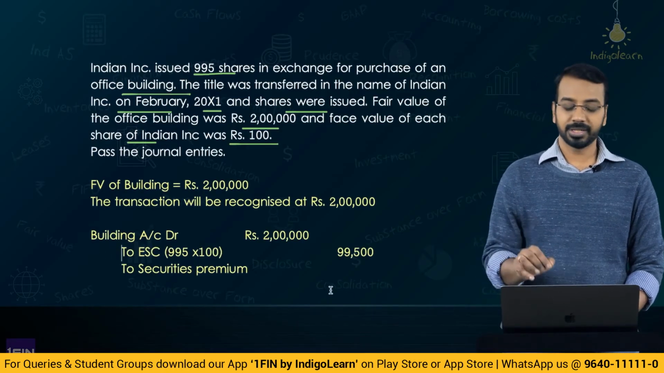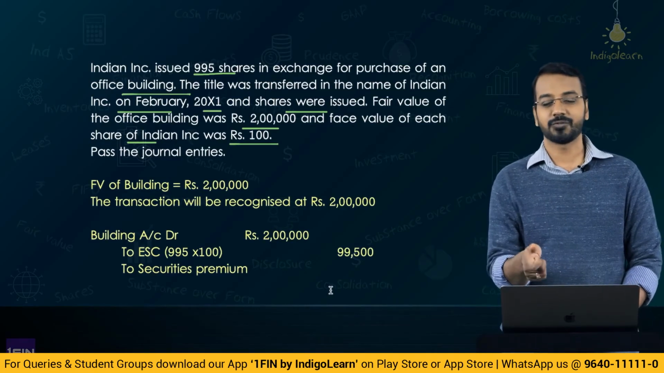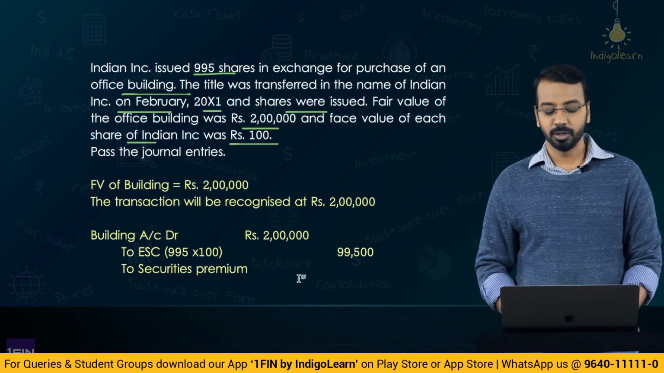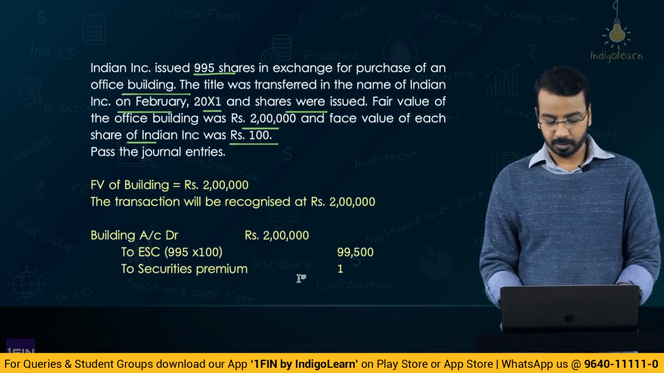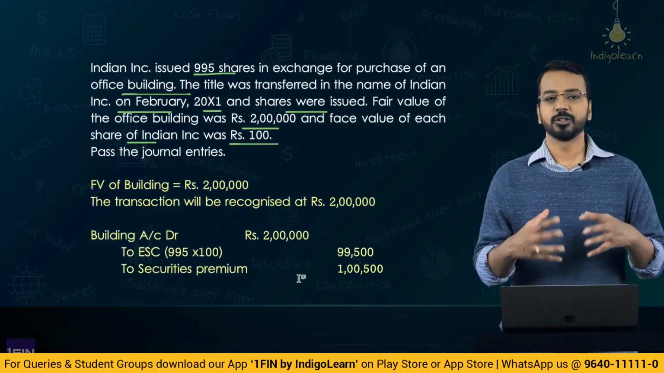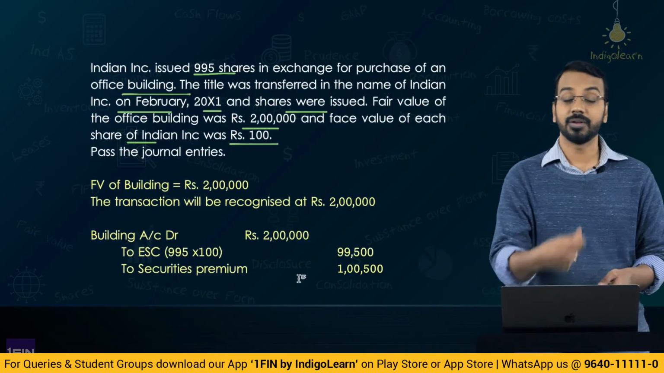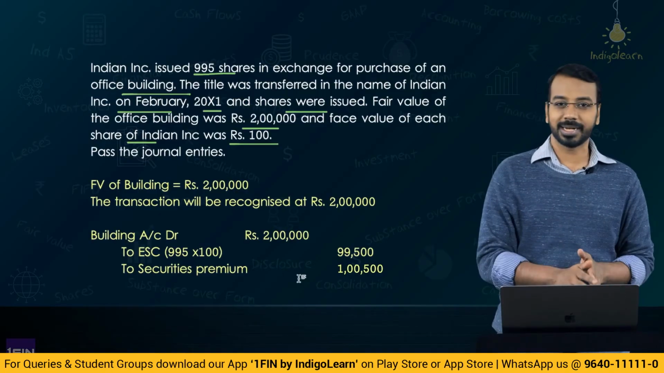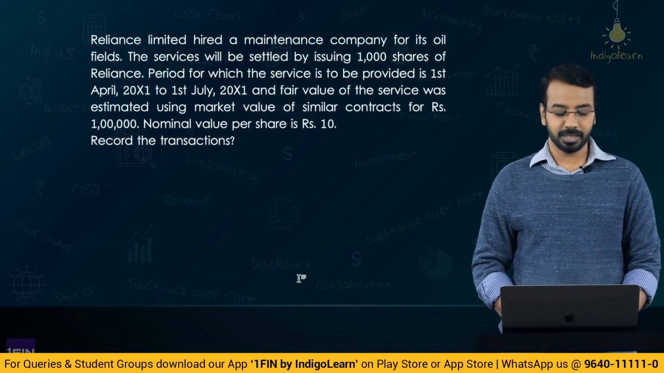Okay, so out of 2 lakhs, 99,500 is credited to equity share capital account, and the balance will be credited, that is 1,05,000. This will be credited to the securities premium account, right? So basically what are we saying? We have got buildings worth 2 lakhs and we have issued equity shares. We have issued 995 shares, face value of 100. So face value will be credited to equity share capital and balance will be credited to securities premium account. Let's look at the next question.